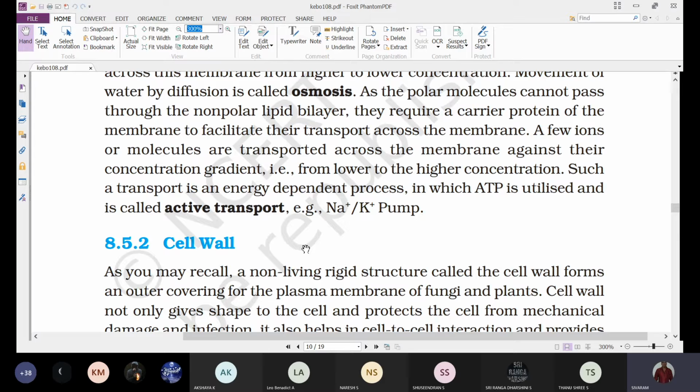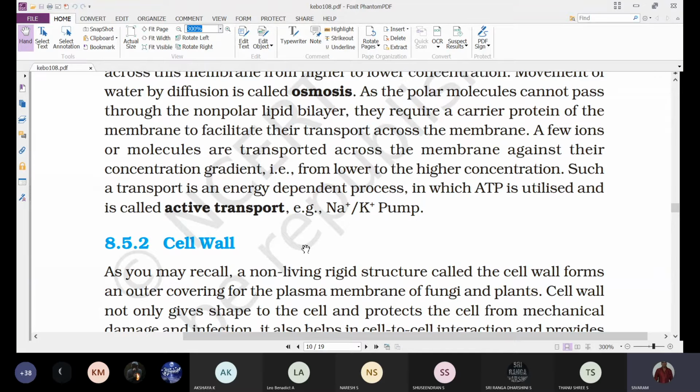So that is okay. That's what we can see here. A few ions or molecules are transported across the membrane against their concentration gradient, that is, over to the higher concentration. Such a transport is an energy dependent process in which ATP is utilized and is called active transport. Example, the sodium and potassium pump. Wherever you are using the term pump, that refers to active transport. That means the transportation of the molecule across the membrane is taking place by utilizing energy.